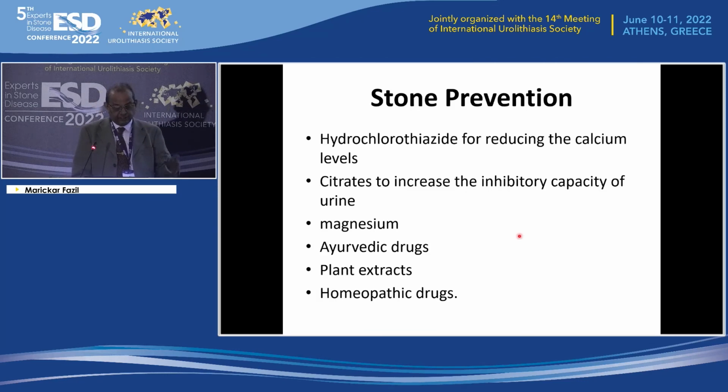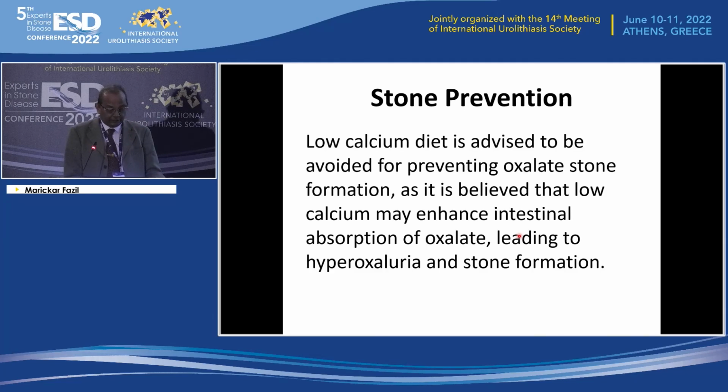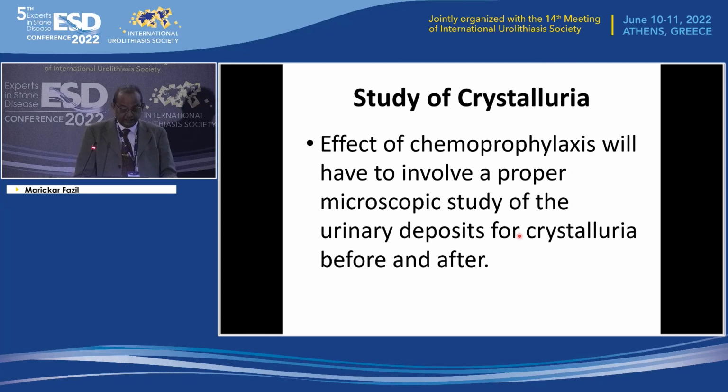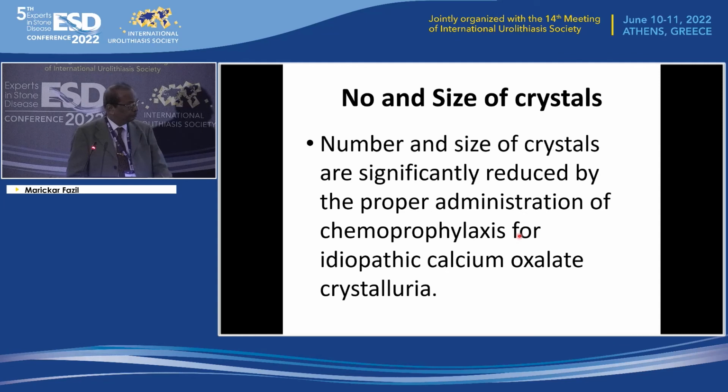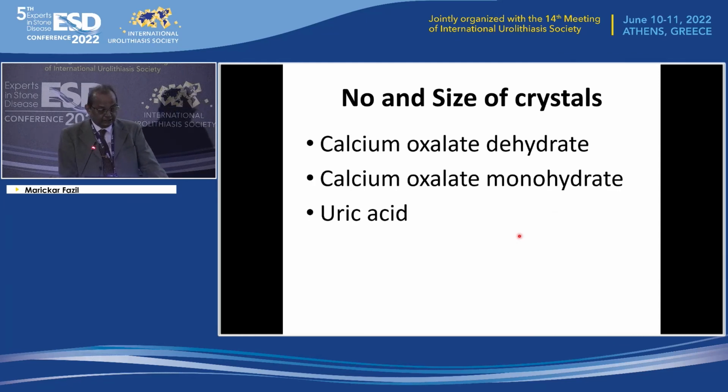Stone prevention, various drugs have been given, but we have ultimately found that the same medicines, pyridoxine and allopurinol, in lower doses can actually retain the prevention of the stone in most of the patients. And these studies, though the number is small now, I have an experience of 3, 4, 5 decades, and the effect of prophylaxis is well established. We can prevent stone formation by controlling the size and number of crystals.